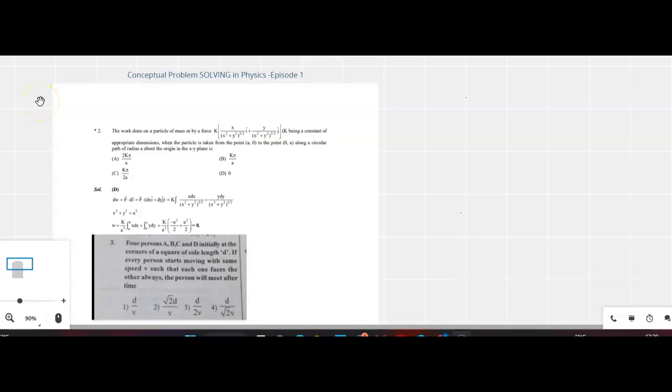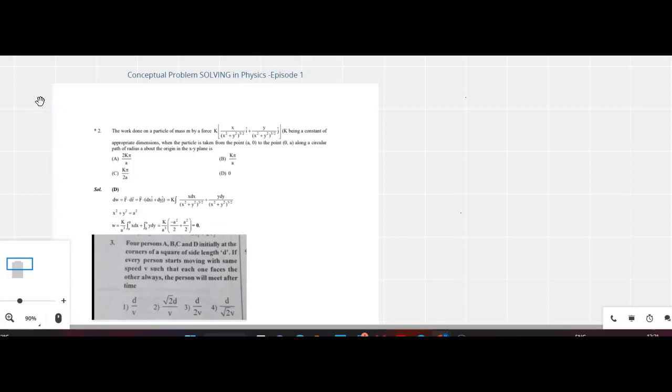Here I'll try to explain what conceptual problem solving in physics is, through two examples. I propose to come out with videos covering such problems in various other topics. So here I have two problems. Instead of explaining what conceptual problem solving is, I'll demonstrate it. So look at the first problem.